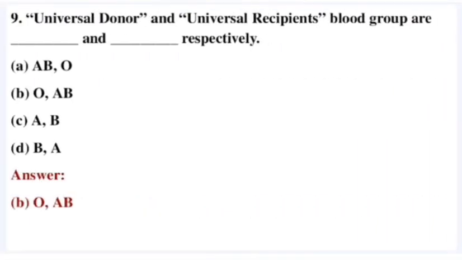And next is the ninth question. Universal donor and universal recipient blood groups are dash and dash. We have learnt that the universal donor is O and the universal recipient is AB. So the donor is one who donates to others and the recipient is one who receives blood from others. So what is the correct option here? B. Universal donor is O and universal recipient is AB.